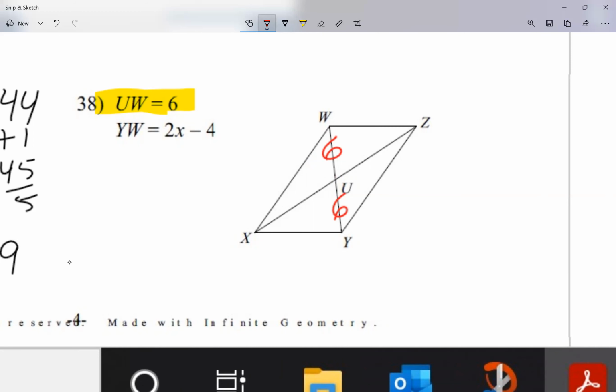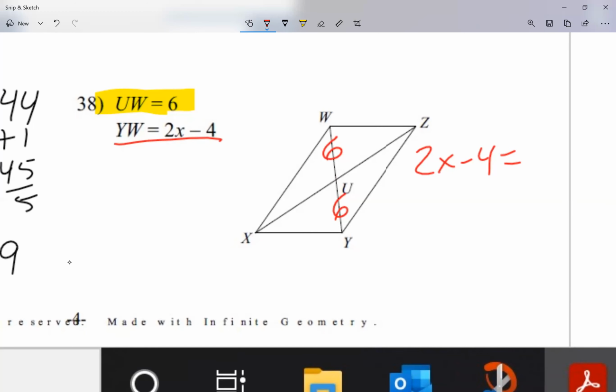And then I'm going to use the information where x is. YW. So I'm going to write 2x minus 4. Now I have to ask myself, is it 6 or is it 12? Is this going to equal 6 or is this going to equal 12? If YW is only half of my diagonal, then it is equal to 6. If YW is my entire diagonal, then it is equal to 12.